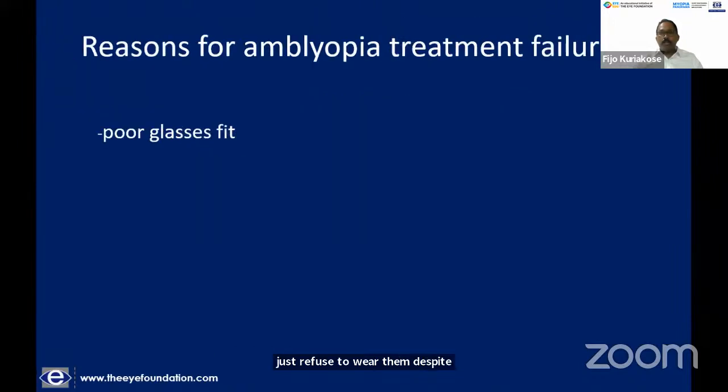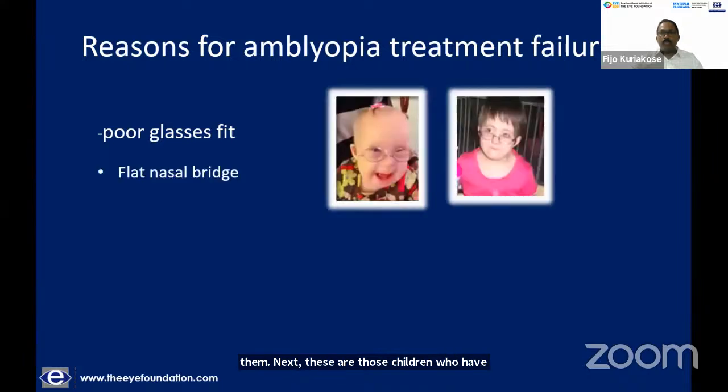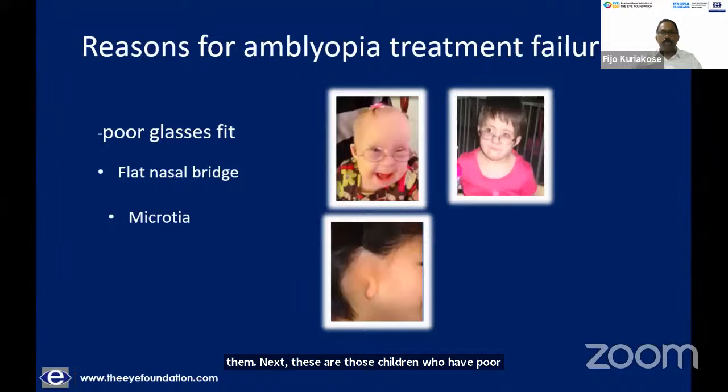Next, these are those children who have poor glasses fittings, such as children with Down syndrome or other craniofacial abnormalities and microtia, which makes it difficult to wear glasses. And then children with cerebral palsy or other reasons for neck weakness, and their glasses just ride down lower, rendering them useless.